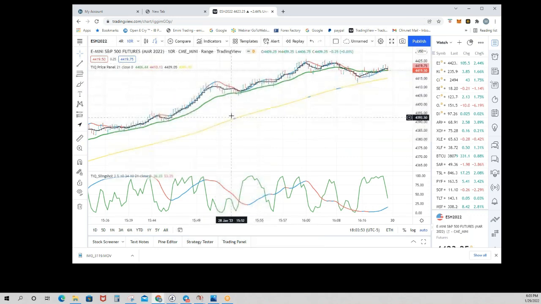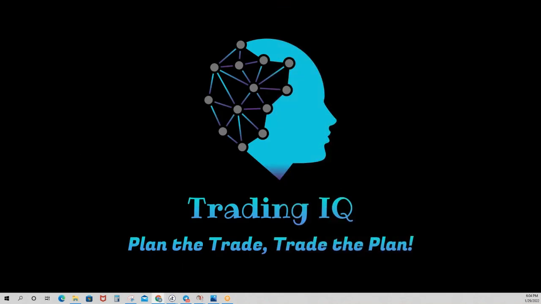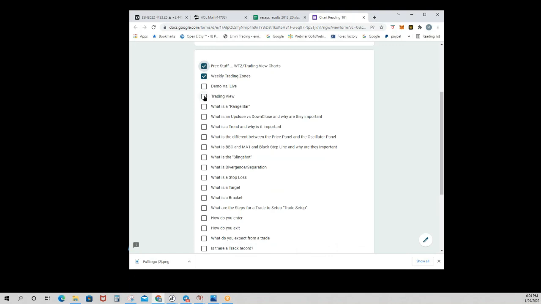Okay, so you'll be able to get our indicators for free for a short period of time, probably a week. We'll be able to give you the indicators for free, and the weekly trading zones. Okay, so I wanted to show you how to get TradingView so you can follow along and look at things with TradingView. All right, so we've done that. Check off TradingView. Okay, so now the next thing, demo versus live.